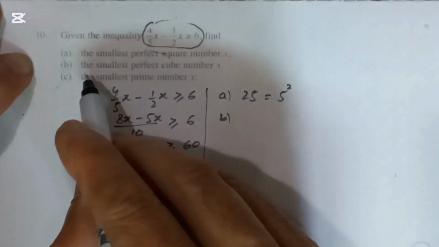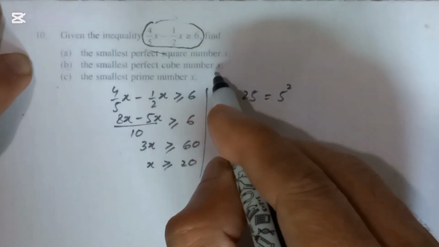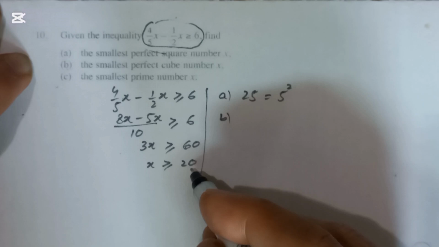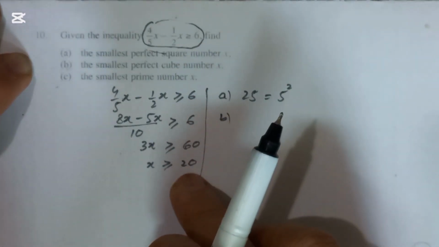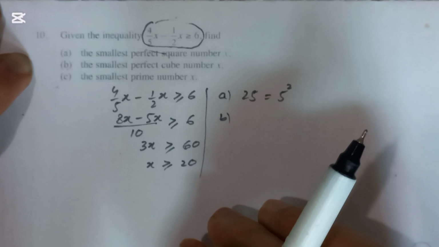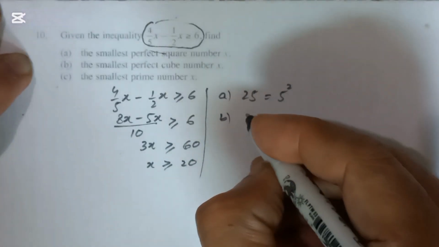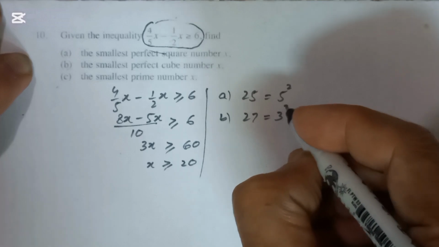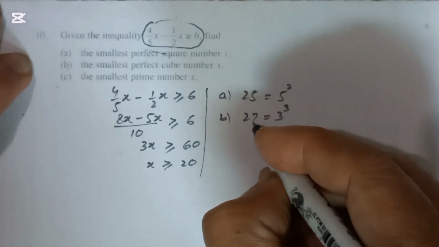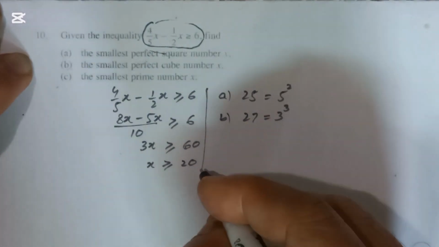In B's part, the requirement is the smallest cube number. So we have to find out a number which is a perfect cube that is greater than or equal to 20. So greater than 20 or equal to that will be 27, because 27 is actually the cube of 3. So this is a cube number which is satisfying this inequality.